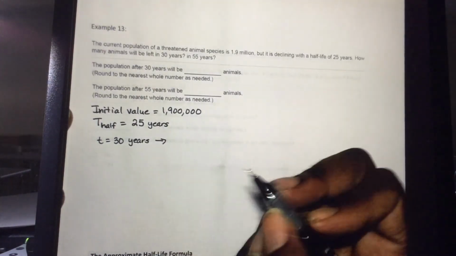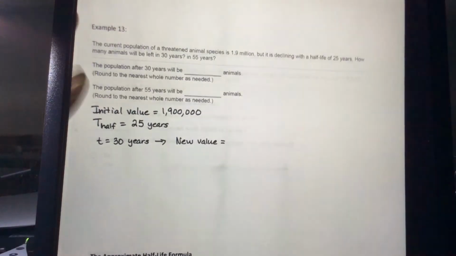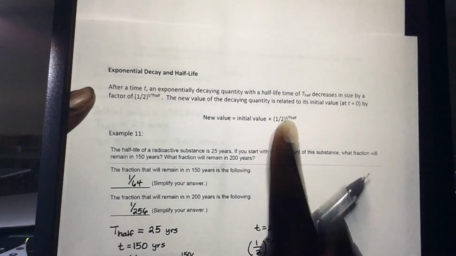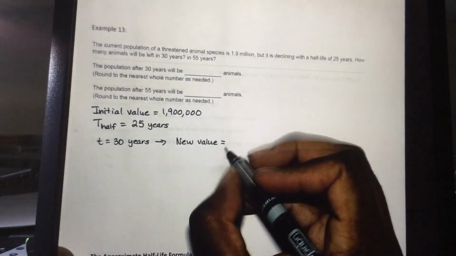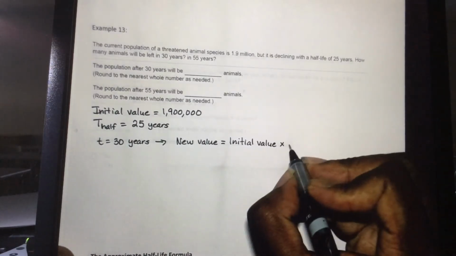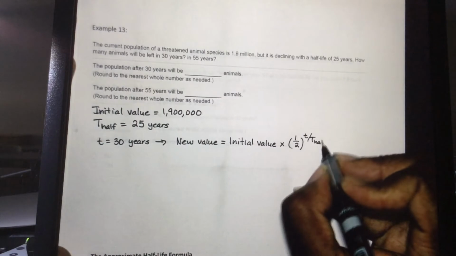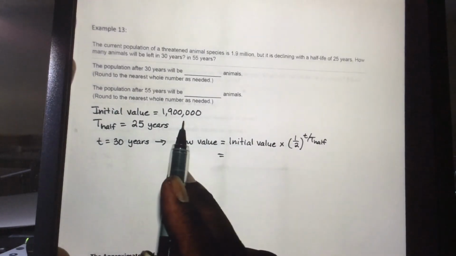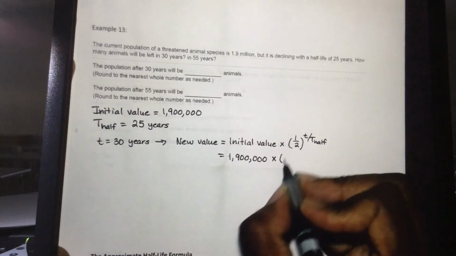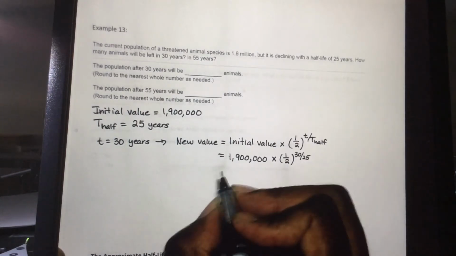So in this case here, the new value, this is where that formula comes in for half-life. That's right here. That's going to be equal to the initial value multiplied by 1/2 raised to the t divided by t sub half. Your initial value was 1,900,000 times 1/2 raised to the t, that's going to be 30, divided by t sub half, which is 25.